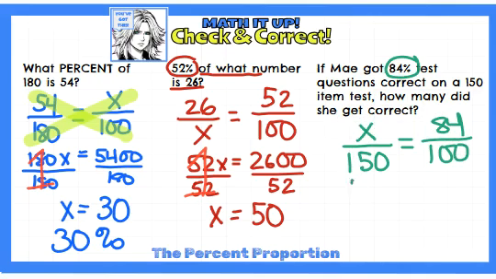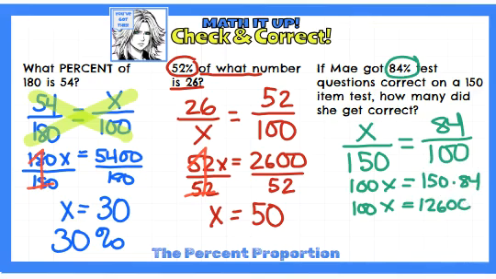So let's go ahead. We're going to go this way first to get our x on the left side. And then over here, we're going to do 150 times 84. And that's going to give us 100x. We're going to simplify this side. And that's going to give us 12,600. We'll divide both sides by 100. That turns into a 1. And x is going to be equal to 126.